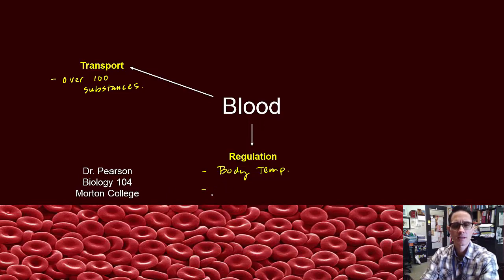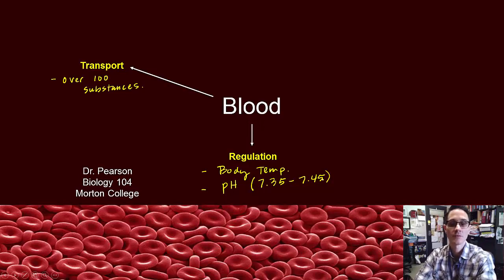The blood also helps regulate the pH of our body fluids. Okay, so it's important to note that the pH of the blood is about 7.35 to 7.45. And if you remember from Bio 103, this reference range is very important. If we fall too far below 7.35 or too high above 7.45, that can spell disaster for our internal homeostasis. So the blood has chemicals in it and proteins in it and other molecules that allow it to keep that pH stable.